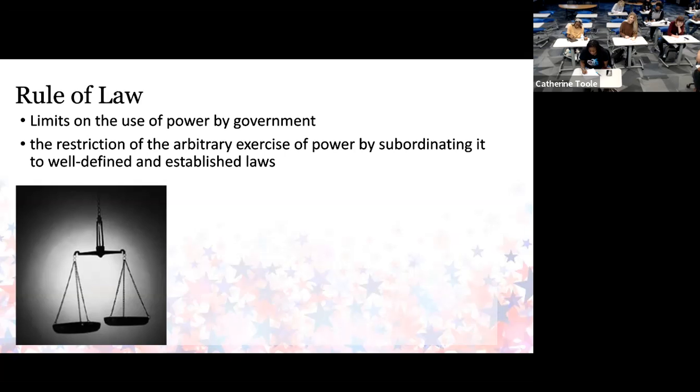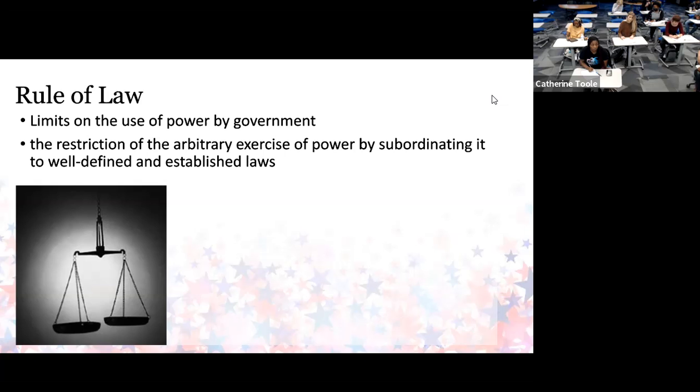Because it all goes back to law, not one person, not the law of the Medes and the Persians, as there's a place in the Bible that says the law of the Medes and the Persians can never be changed. This is different. This is based on rule of law. It limits the power of government. It is the restriction of the arbitrary exercise of power by subordinating it to well-defined and established laws.